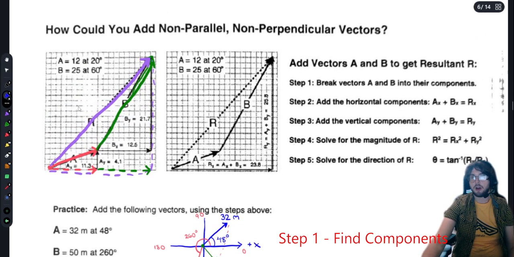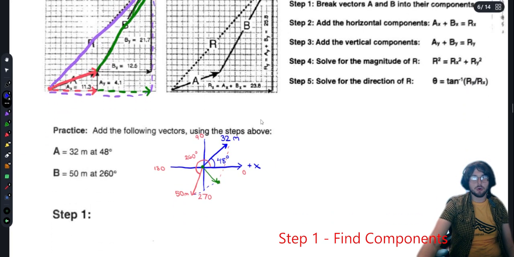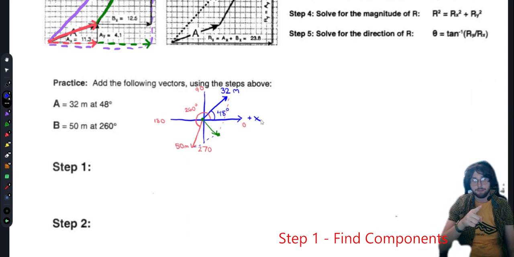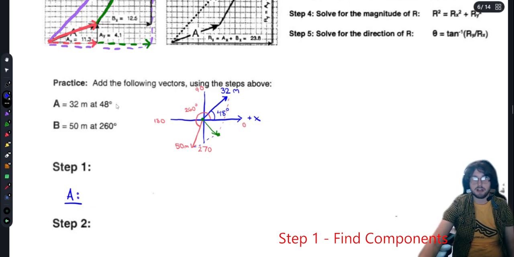For step one, really the first thing that we did over here visually was break vector A and B into horizontal and vertical components. So I'm going to find the vertical and horizontal components of vector A, and then I will have you pause and find the components for vector B before we move on. Okay? So for vector A, I'm going to go over here. When you're finding the components of a vector numerically, all you really need is the magnitude of the vector and the angle that it's at.